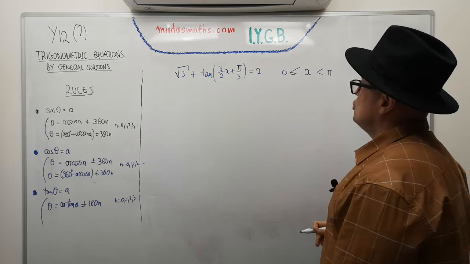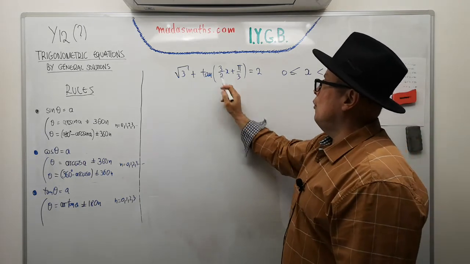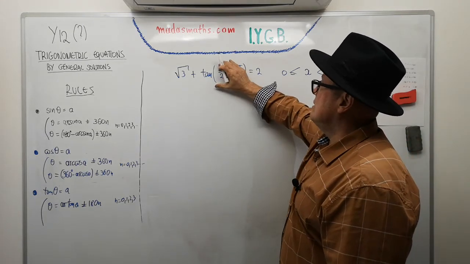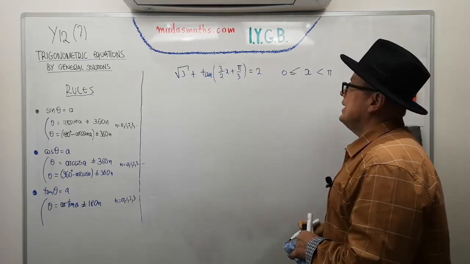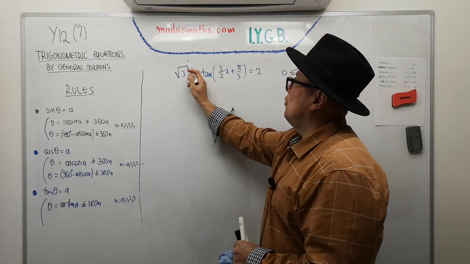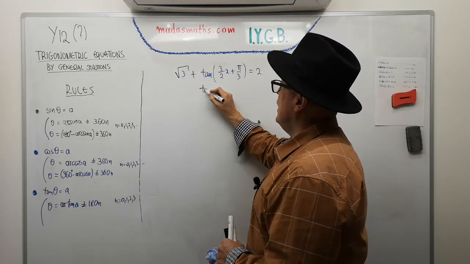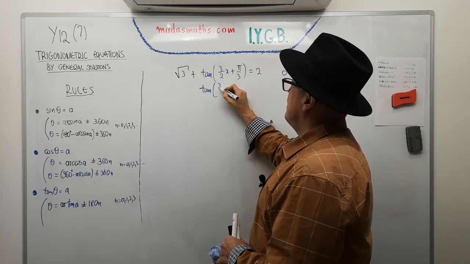Okay, what do we do? This, of course, is not a bracket. It's the argument of the tan. It cannot be touched, cannot be messed around with until we're ready to invert. However, this root 3, we can actually subtract to the other side.